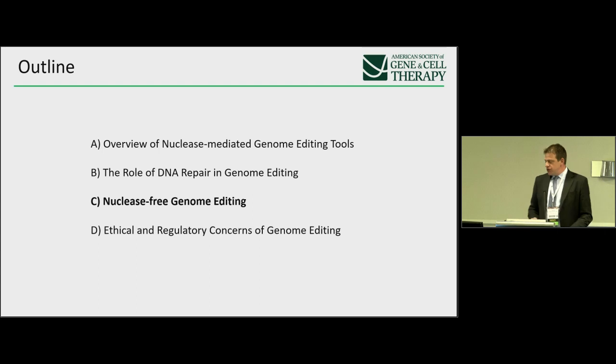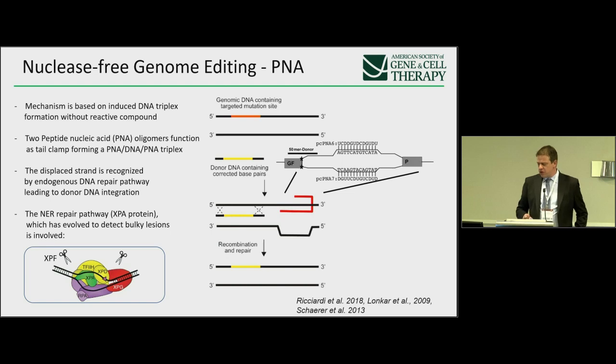So next I want to go over to nuclease-free genome editing and how some of these concepts apply to this as well. The first one I'm going to talk about is a fairly old technology developed in the Glazer lab at Yale. This uses the induction of DNA triplex structures using peptide nucleic acid to pry open the DNA and force your repair mechanisms to introduce a double-strand break. This is because the displaced strand is recognized by endogenous repair pathways, and then two cuts on the left and the right by the XP proteins can introduce a double-strand break, which then can lead to integration. So this is one way to think about nuclease-free genome editing.